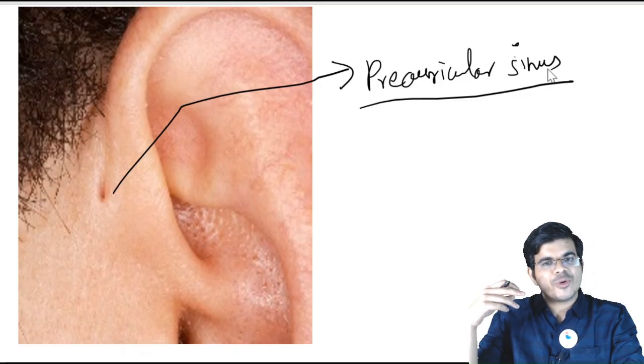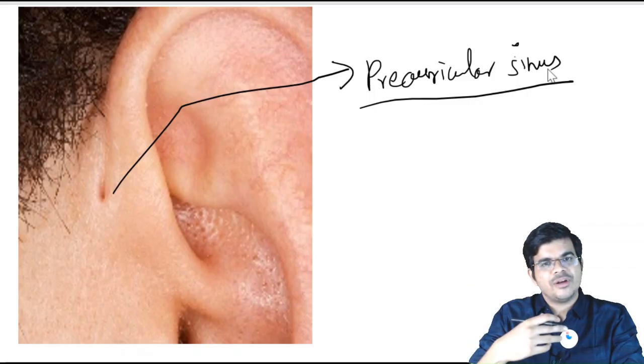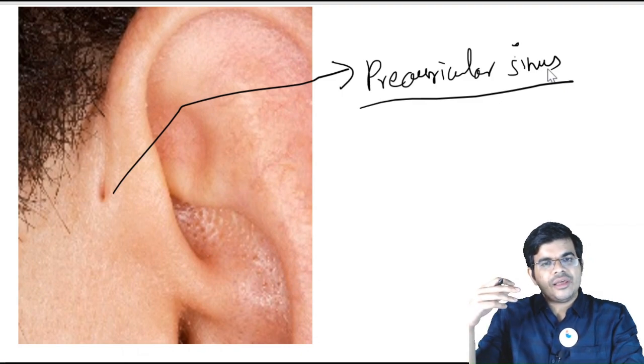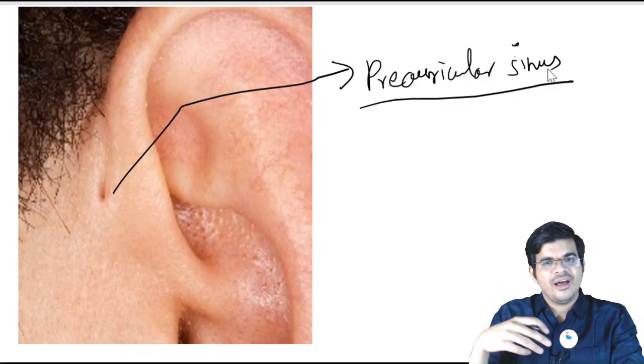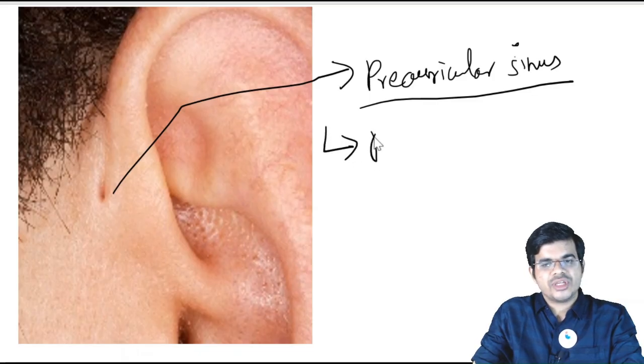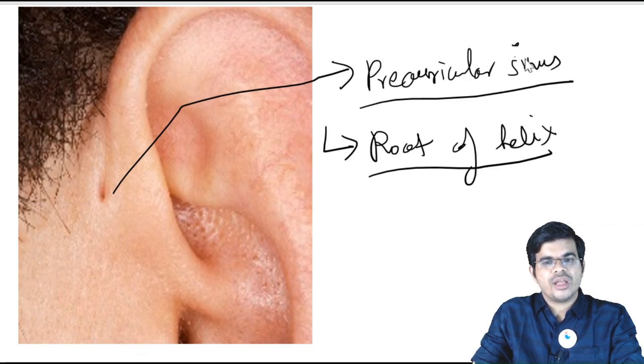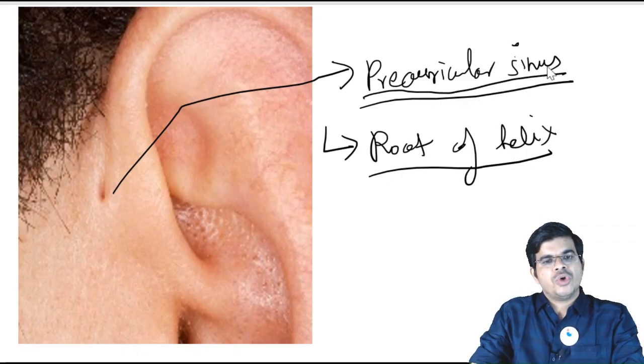And why does this preauricular sinus occur? You can simply guess, isn't it? I already told you it's due to the congenital disorder of defective fusion. And what is happening here? The hillocks of His, which are the mesodermal thickenings that fuse and form the pinna, are defectively fused. So the first and second hillock are not fused properly, and because of that in between them this preauricular sinus develops. This is a multiple time asked question: it is seen in the root of helix. The preauricular sinus is seen in the root of helix. So that is the importance of knowing preauricular sinus.